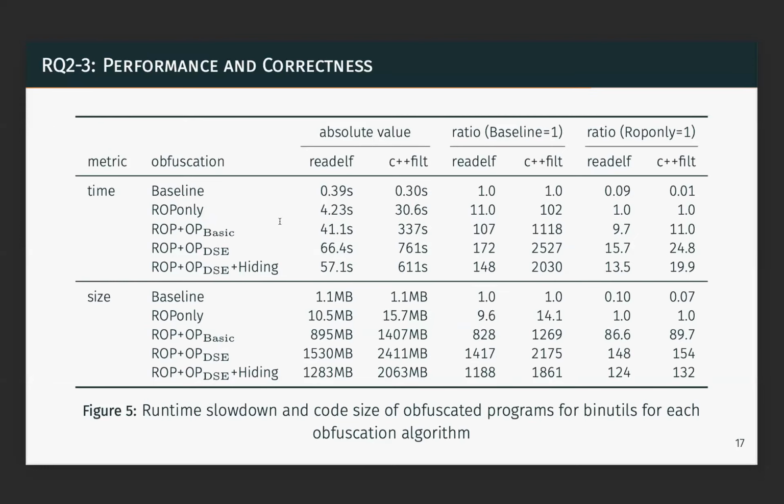Then for correctness, we made sure through SPEC CPU that the output of the baseline program and the obfuscated programs are the same. And then for performance, in this table, you can see the ratio of spatial and time overhead. In the central column, you're going to see the baseline used as a reference, and on the rightmost column, the ROP transformation phase only used as the reference. So time-wise, we have an overhead that spans from 10 times to 100, 200 times slower. And then size-wise, from 10 times to 1,000 times bigger.